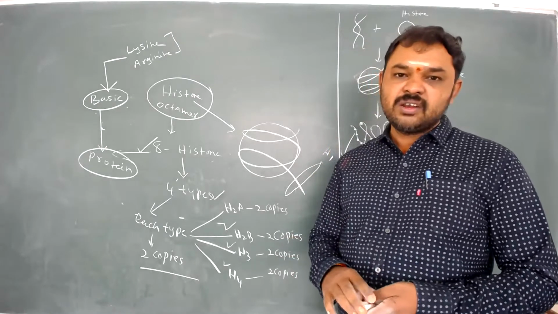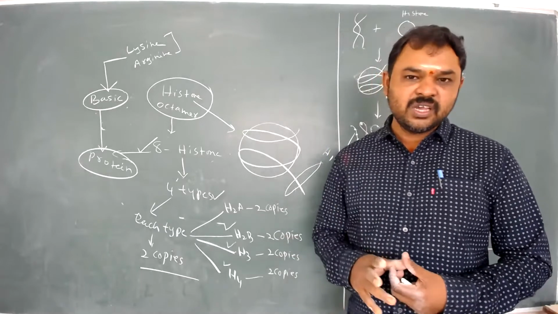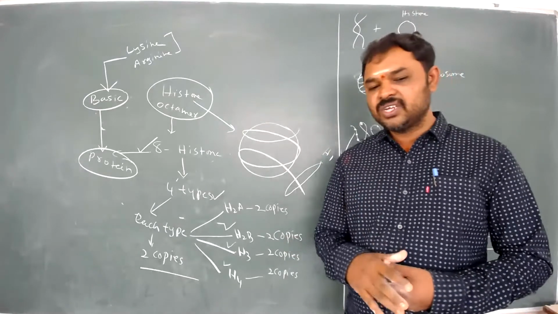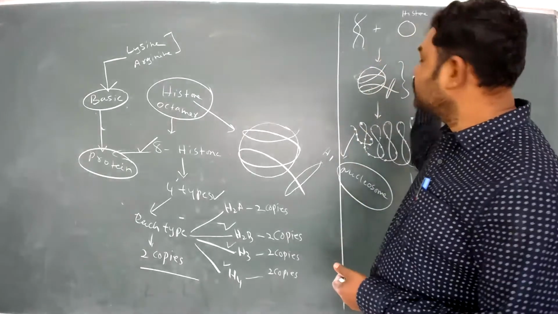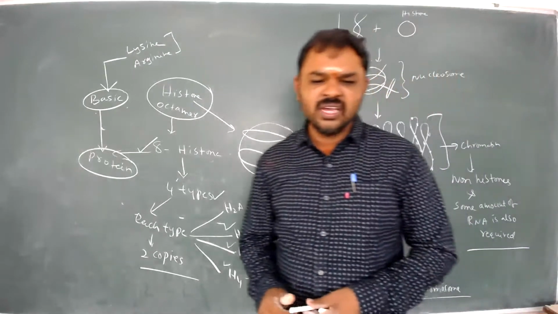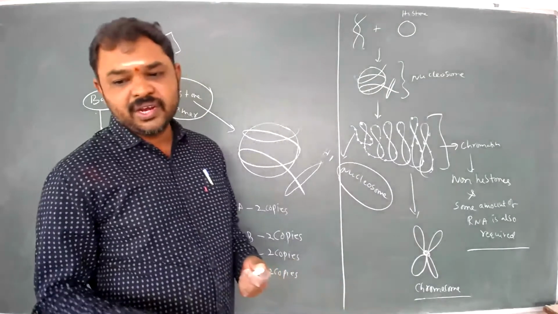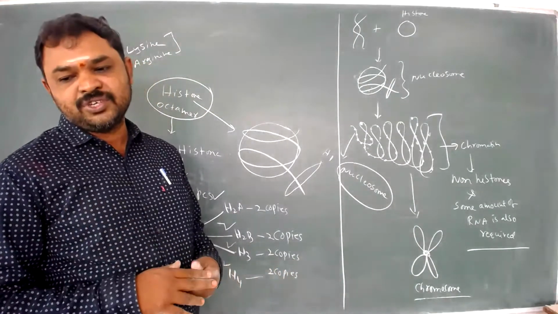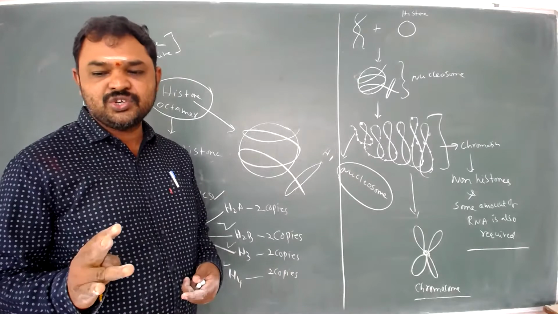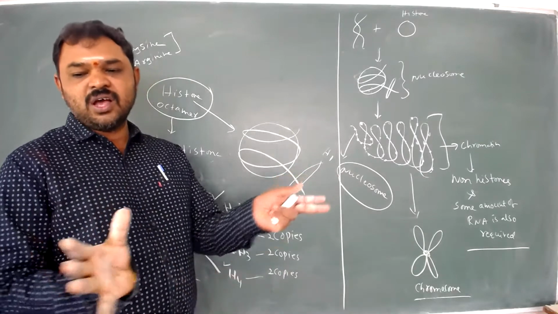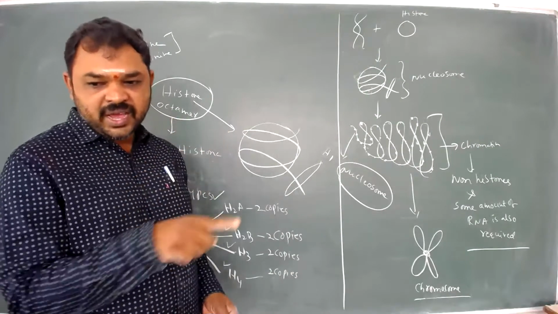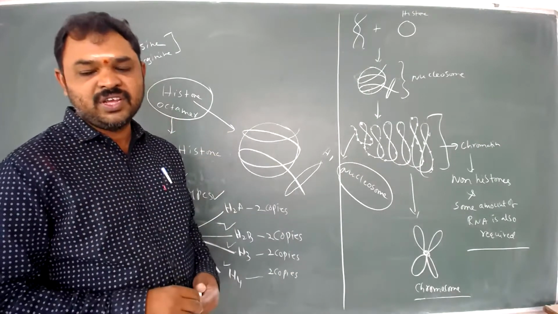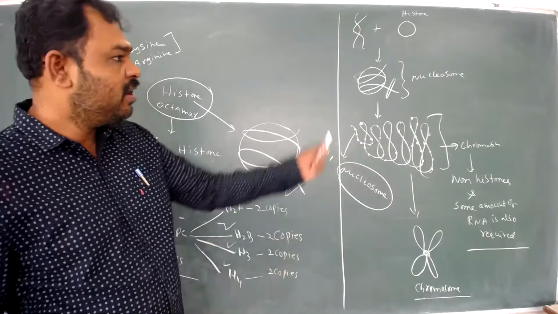What is the major feature of histones? Basic amino acids are present in histones. What are those basic amino acids? Lysine and arginine. In eukaryotic cells there are four types of histones: H2A, H2B, H3, and H4. These all assemble into the histone octamer. The histone octamer is coiled by two turns of DNA. Now we are at the end of the nucleosome.